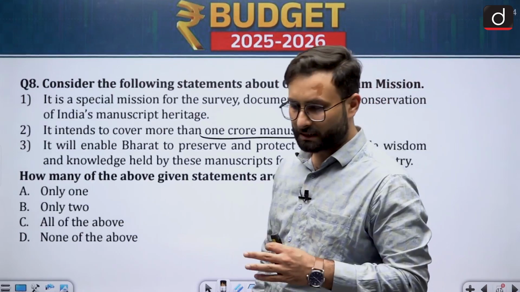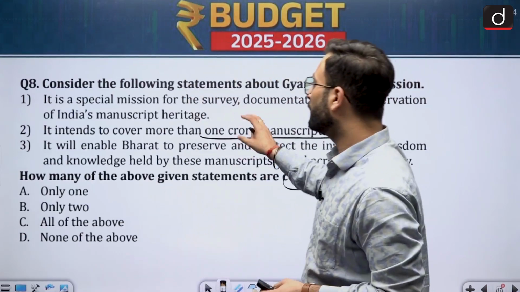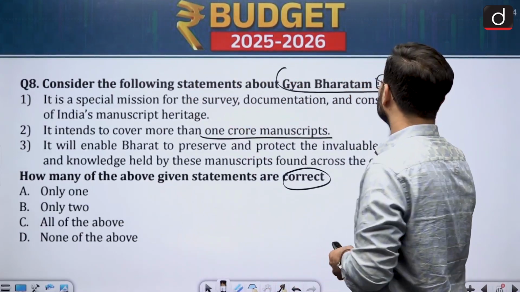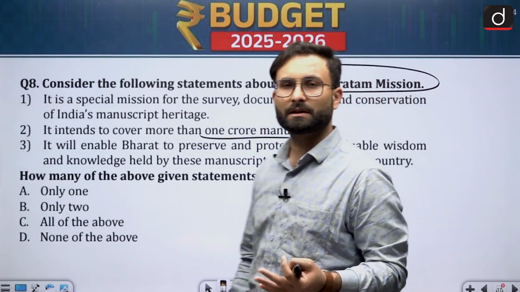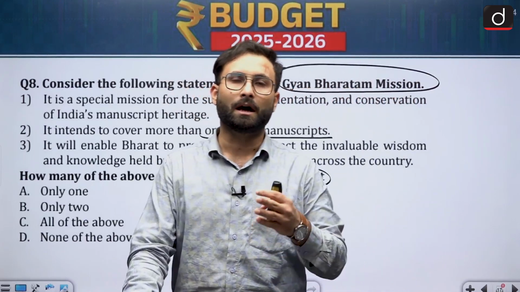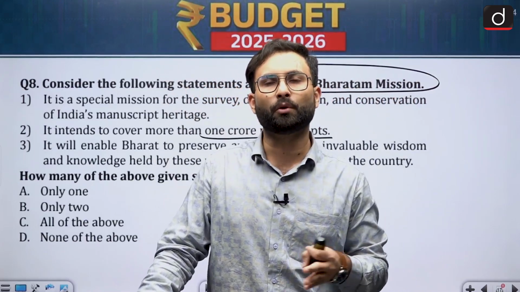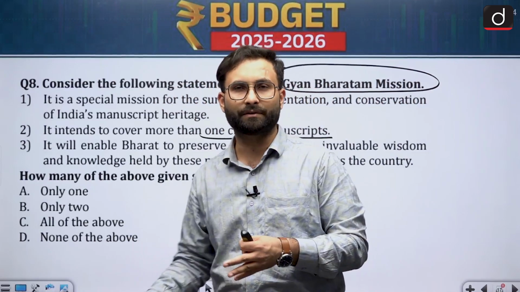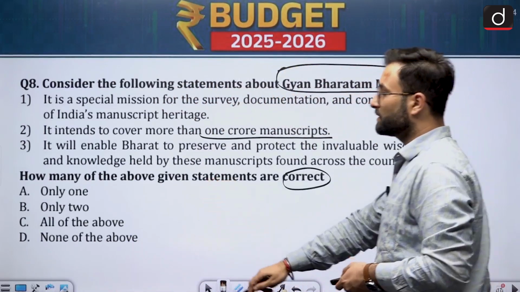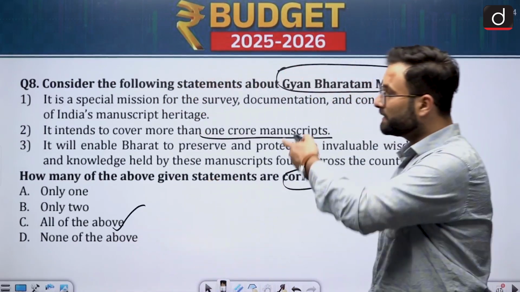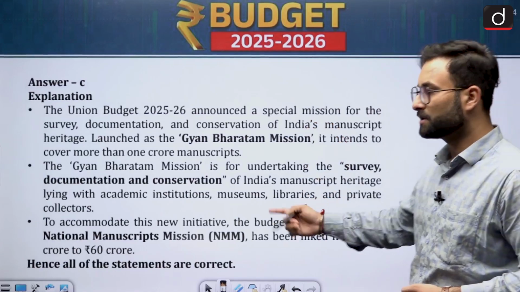All the statements here are correct because they are talking about a scheme, Gyan Bharatam mission, which is basically for the conservation and preservation of Indian manuscripts. They will be covering more than 1 crore manuscripts found in India. So option C is your right answer. All of them are correct. All these aspects have been covered over here. So you can go through this.